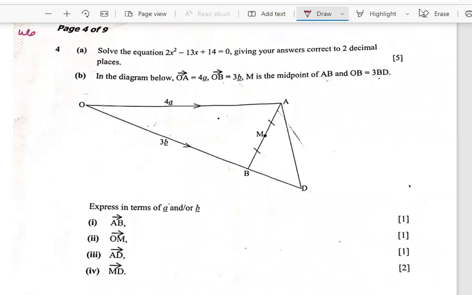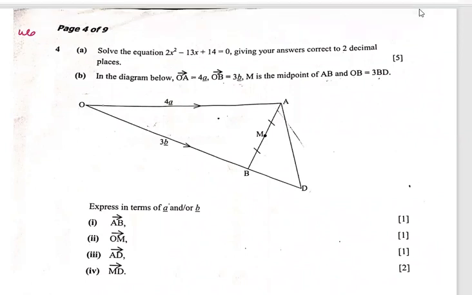Okay, so we continue to look at this paper. We already did question 1 up to 3. You can check them out. So today we are looking at question 4.